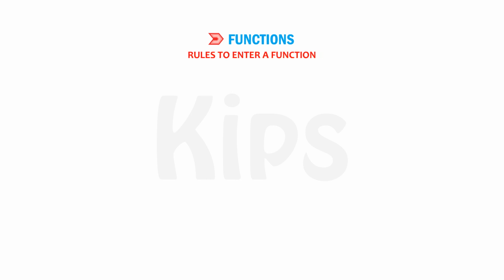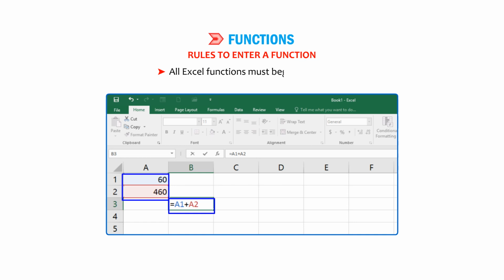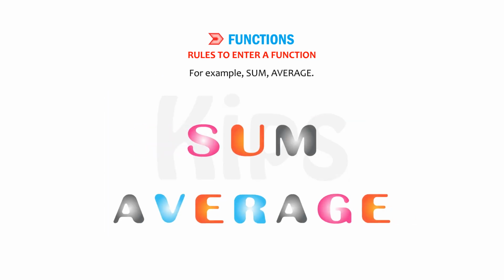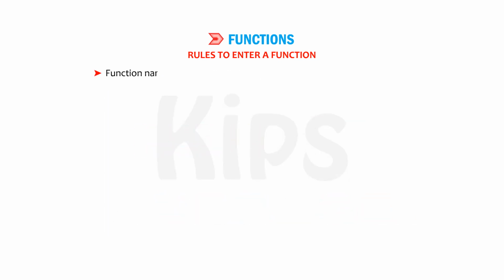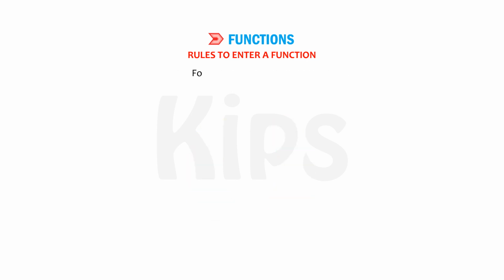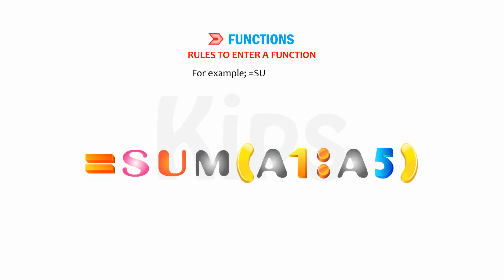Okay, let us now find out the rules to enter a function. All Excel functions must begin with the equal to sign. Function name must be a valid Excel name, for example, SUM, AVERAGE. Function name must be followed by an opening and closing parenthesis. Arguments are enclosed in the parentheses. For example, =SUM(A1:A5).